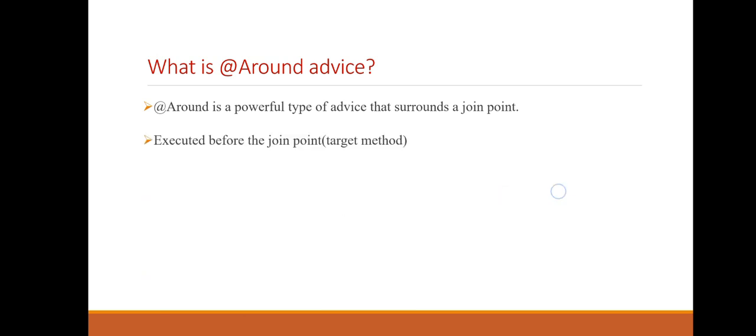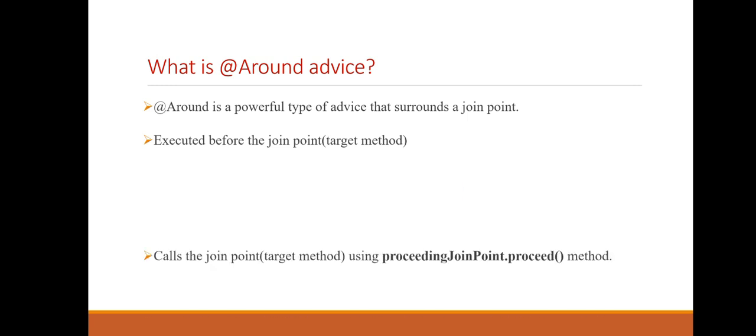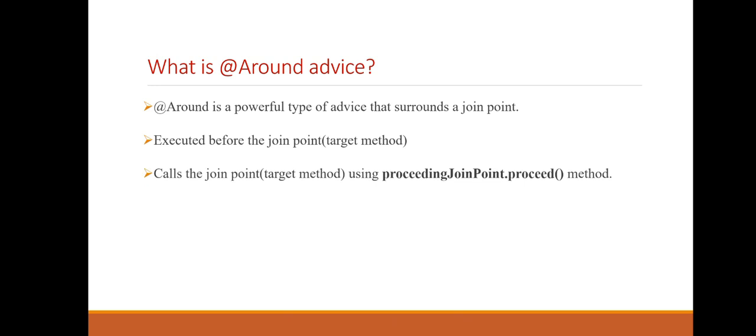This @Around will be executed before the join point, that is the actual method call. Before that it will be executing, and then it will call the join point. It's a very important point, because the previous advices don't have access to call that join point, but here with the help of the ProceedingJoinPoint's proceed method we can call the actual method. Then it executes after the join point target method.